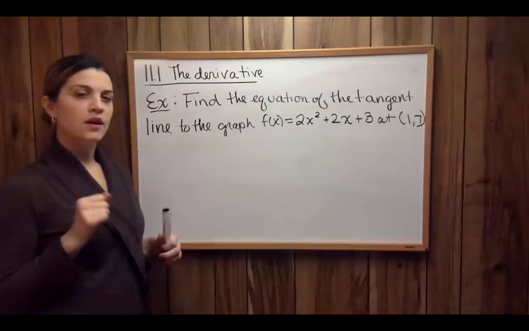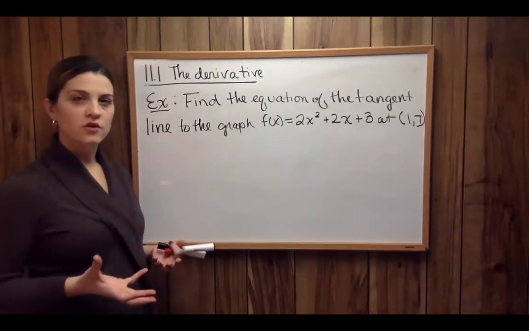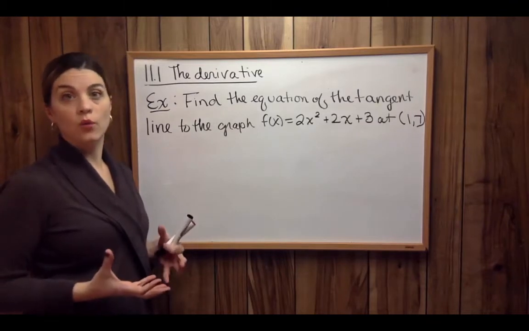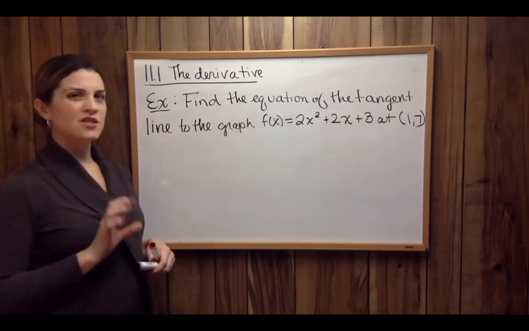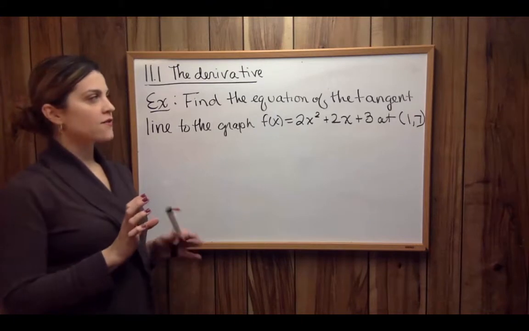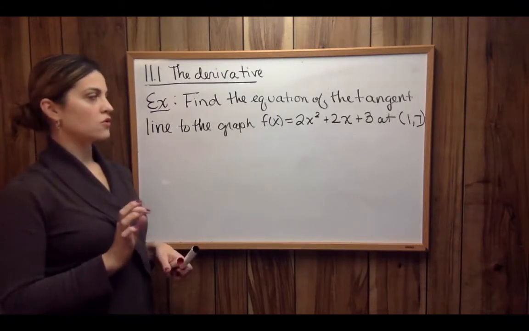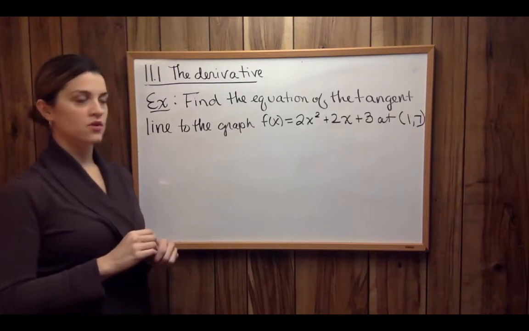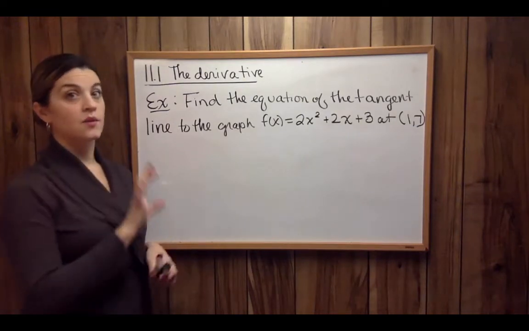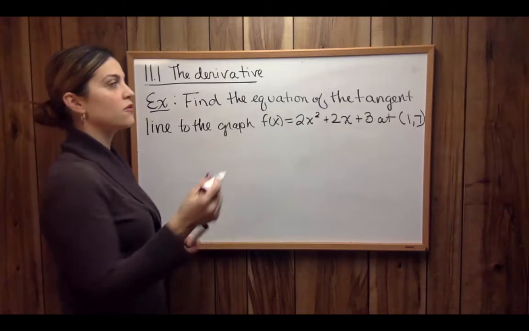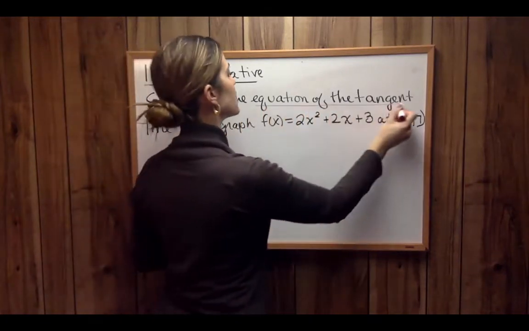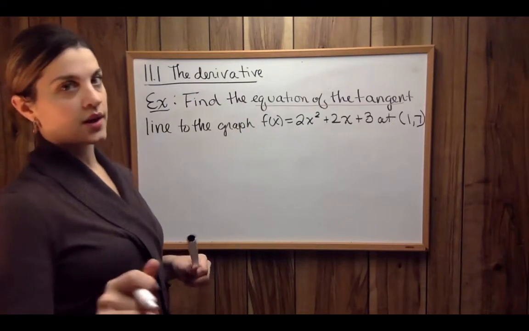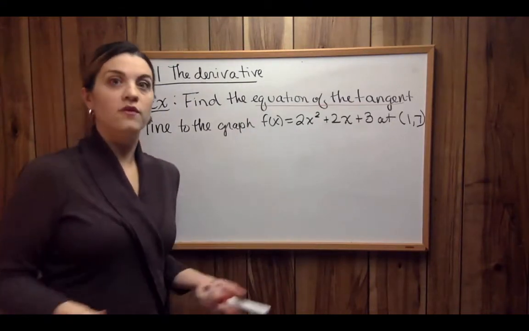Now this example here encompasses a wide range of items that you need to be comfortable doing and working with. So let's read the question. It says find the equation of the tangent line to the graph f of x is equal to 2x squared plus 2x plus 3 at 1, 7. Something new here. We're asking you to find the equation of the tangent line. So not only the slope, but you're going to have to find the slope in order to find the equation.